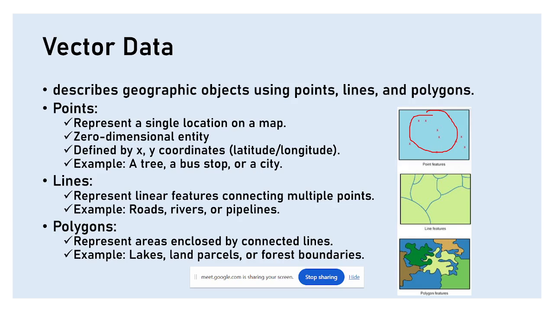It is defined, as I said, by xy coordinates, latitude and longitude. An example is if you are just looking at one tree, a bus stop, or a city, that's one point, nothing more than that. Then come the lines, which are linear features connecting multiple points. Examples are roads, rivers, or pipelines. Those are line features.